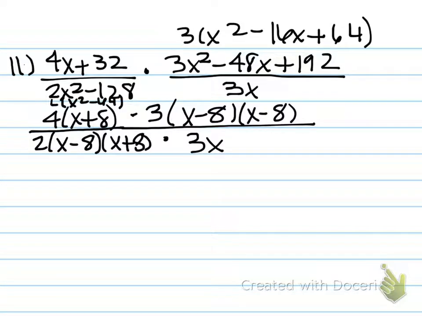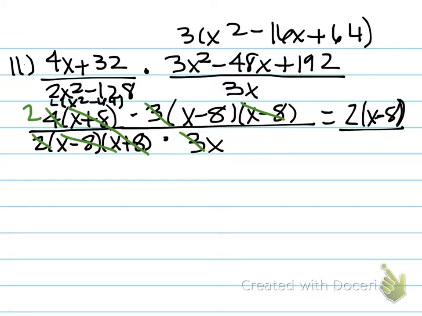All right, so lots of factoring. But thankfully, a lot of things are going to reduce as well. So here we have x plus 8 will reduce, our 3 will reduce, 2 reduces with 4 to leave me with 2, and then x minus 8 also reduces. So I am left with 2 times x minus 8 on the top and x on the bottom.